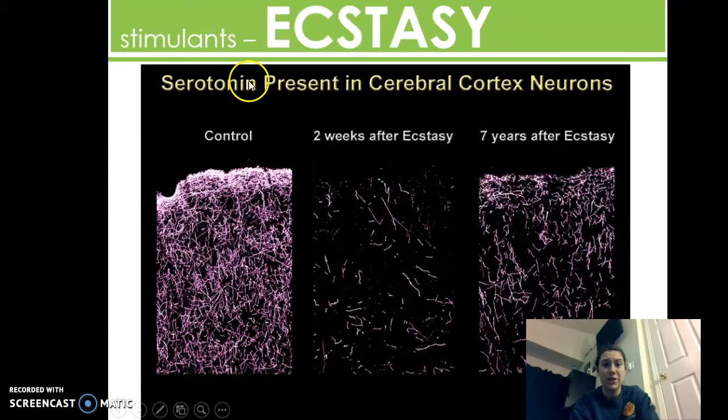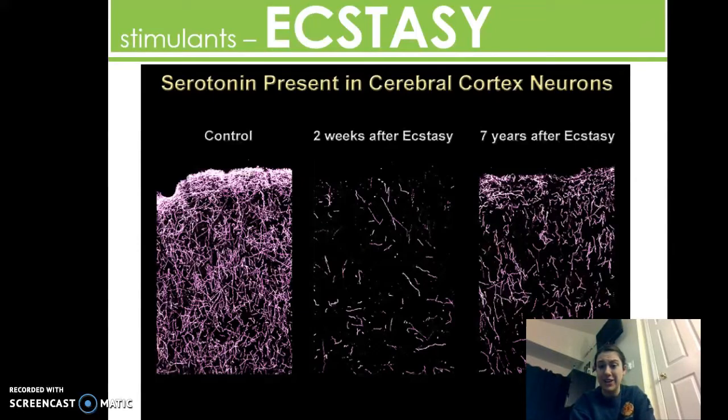You can see serotonin present in the cerebral cortex neurons, okay? This is the control group, meaning they're not on ecstasy. Two weeks after ecstasy, this is what it looks like. And then they don't do ecstasy again for 7 years. This is only as much as it's built back up. Look how much was lost in 2 weeks, and 7 years later, it's still not even back where it was. That's insane. That's really crazy.